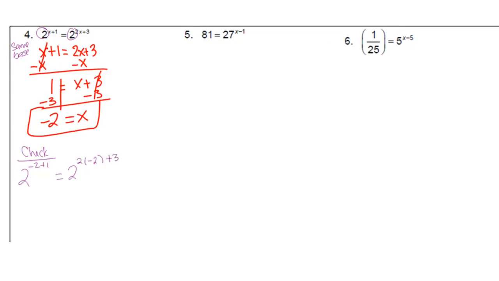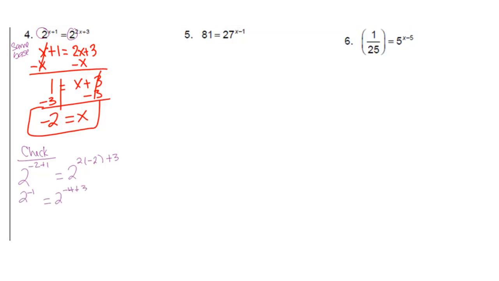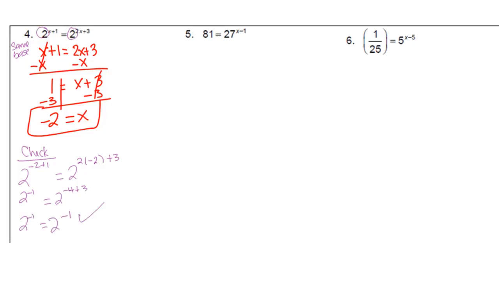Now we might want to check this. So we have 2 to the power of -2 plus 1 should be equal to 2 to the second power times -2 plus 3. -2 plus 1 is -1, and that would become -4 plus 3. And what is -4 plus 3? It sure is a -1, so it checks to be right.